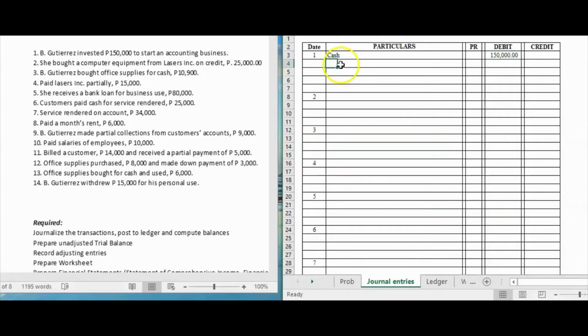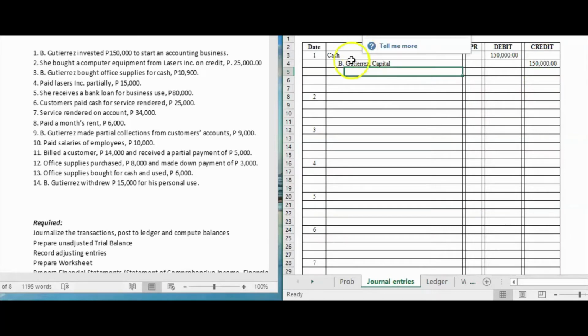Bakit nag-increase? What is the counterpart? What is the value parted with dito sa cash na to? It's the capital of the owner. Okay, so ang capital, ang owner's equity, ang normal balance is credit. Pag nag-increase, you should credit it. So ang entry natin dito is Gutierrez capital. It's always indented ang ating credit. And then the amount is 150,000.